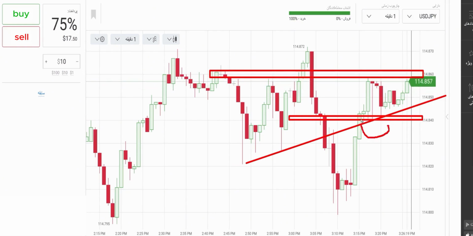Where the trend line and SNR intersect, it creates a very strong point, and the candles have bounced off from there. Now the candles have moved up and are reacting to our upper level. Let's see how this candle closes. If it closes below the level and gives us a rejection, we can take a sell trade. If it moves up, it's highly likely that it will react to one of these two upper levels.